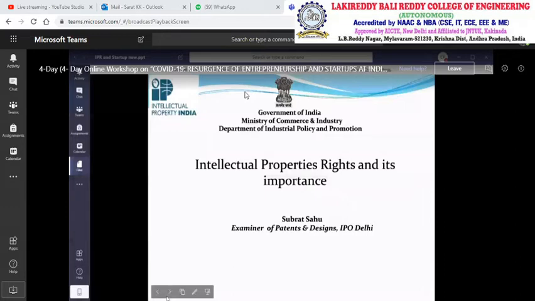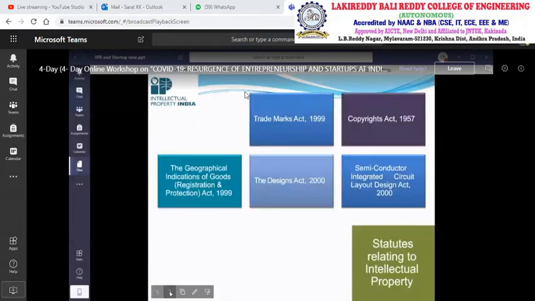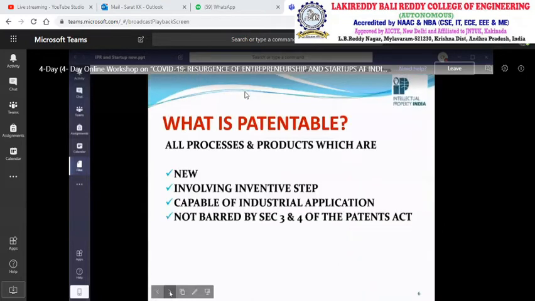So we have left somewhere in the Act, in the statute. These are the Acts which govern intellectual property rights within the territory and jurisdiction of India. Through these Acts, we can protect our intellectual property rights. Now come to the patentable. What is patentable? Any process or product which is a new one is patentable.